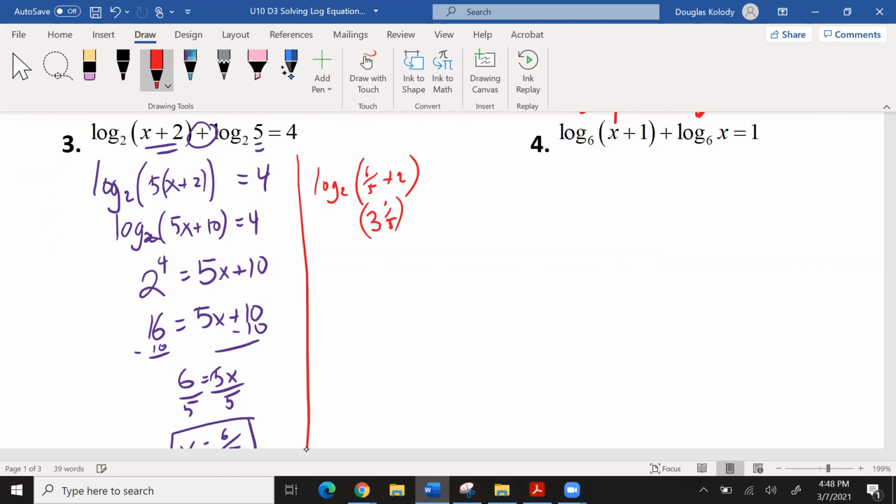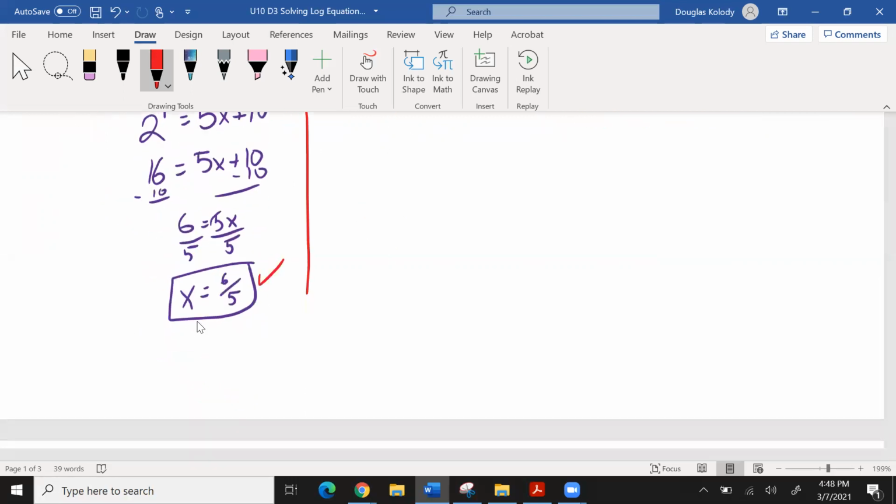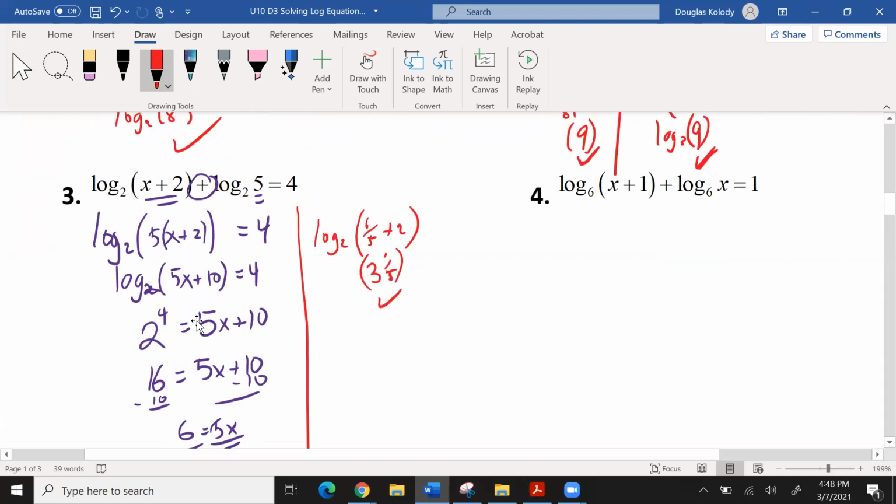Is that a positive number? That's all I care about. That's a positive number. If it's a positive solution, that means that 6/5 is a solution to the problem. Bam, done, done, and done.